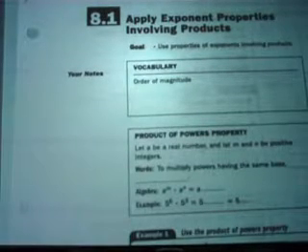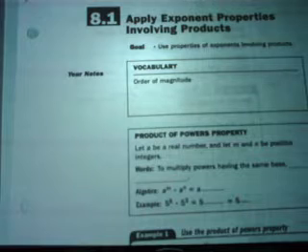Lesson 8.1, applying exponent properties involving products. Alright, this is a little bit different than what we've been used to.